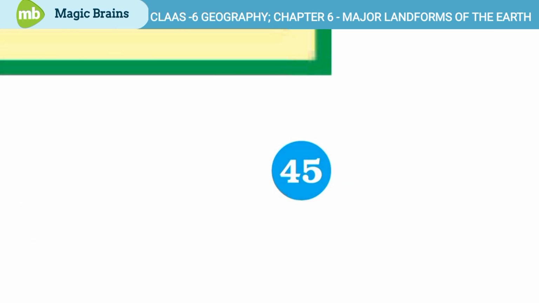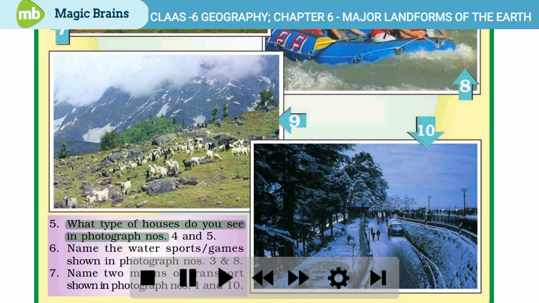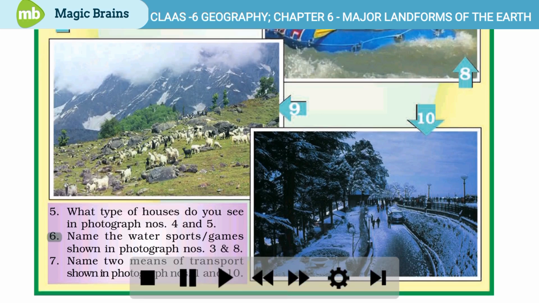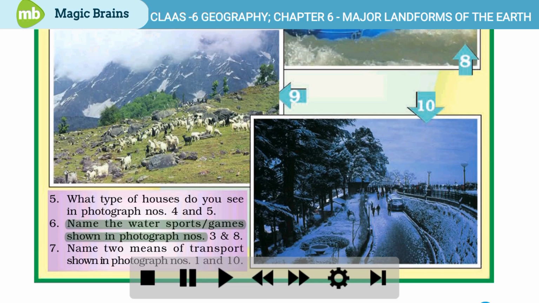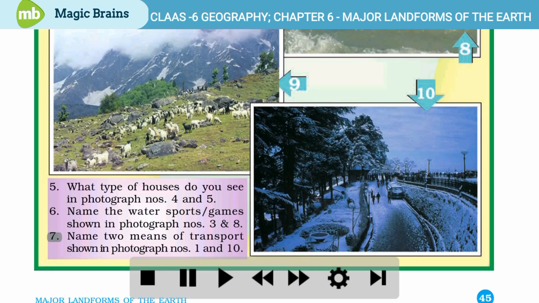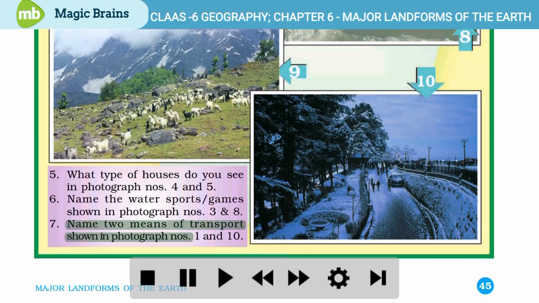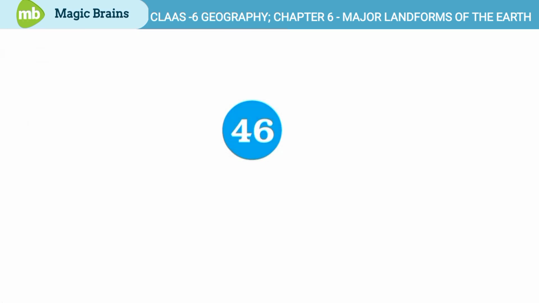Page number 45. 5. What type of houses do you see in photograph numbers 4 and 5? 6. Name the water sports or games shown in photograph numbers 3 and 8. 7. Name two means of transport shown in photograph numbers 1 and 10. Page number 46.